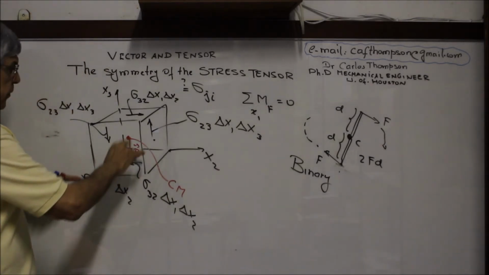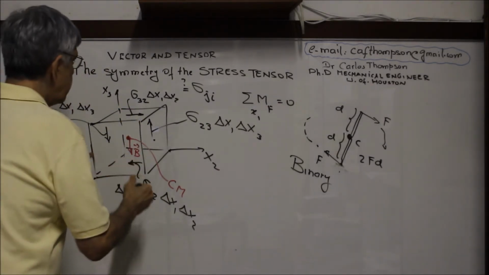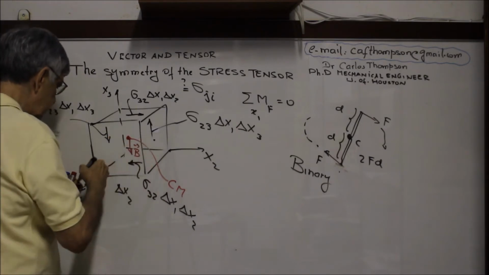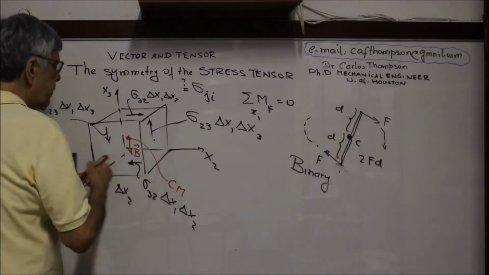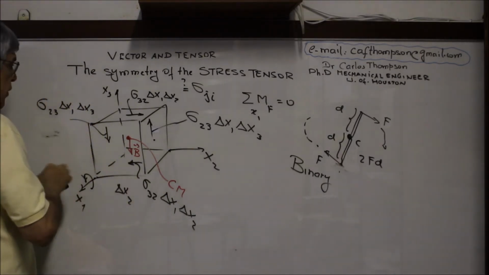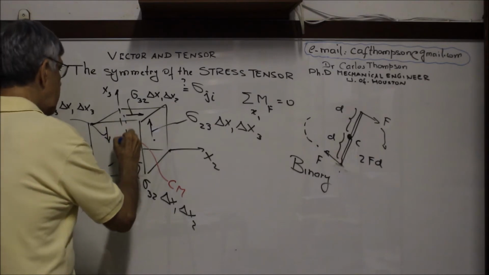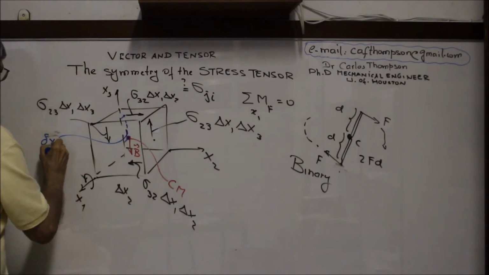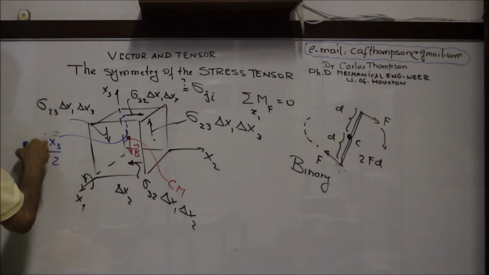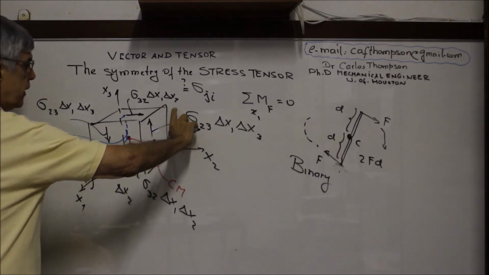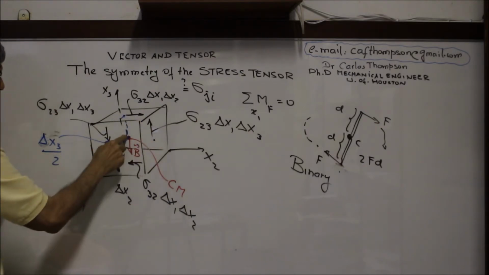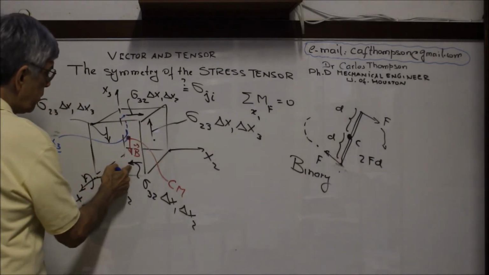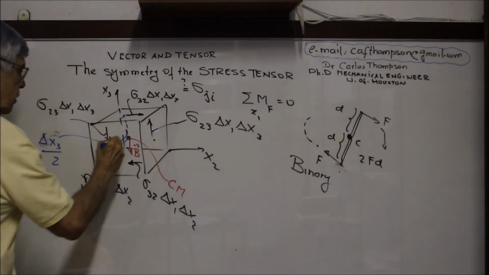Now, using the rotation around x1, let's calculate the moment with respect to this point. That's Cm, let's call it point C. Now, this distance over here is delta x3 divided by 2. This is delta x3, this is a half. So the distance d is delta x3 divided by 2. The same distance from here, delta x3 divided by 2.